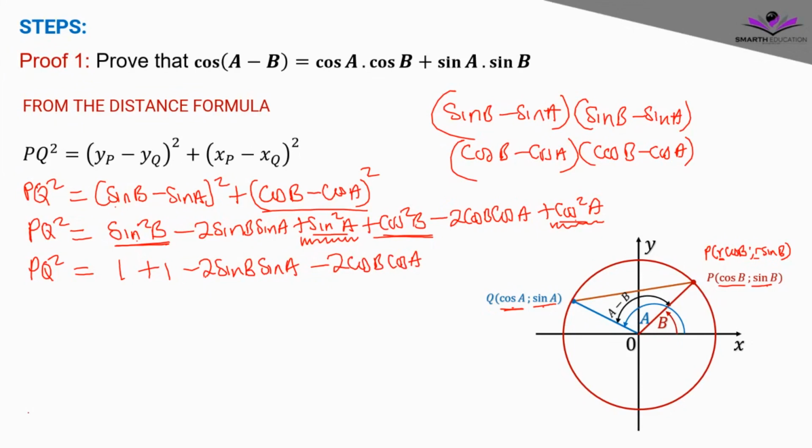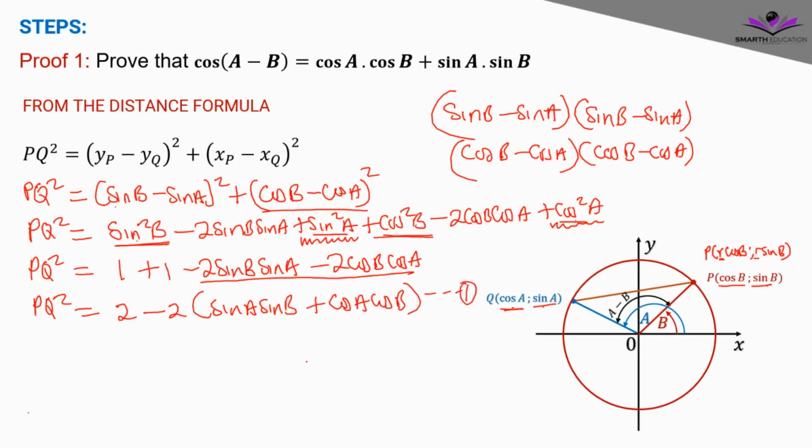We can factor out negative 2 here. So it becomes PQ squared is equal to 2 minus 2, and then sin A sin B plus cos A cos B. Okay, let's call this equation 1 for now. Okay, we'll come back when we are equating the two.